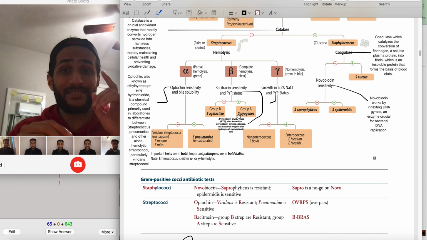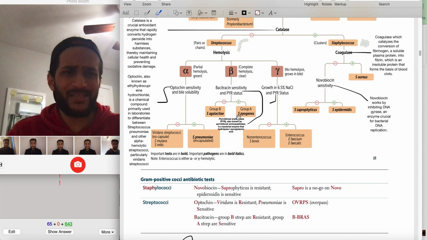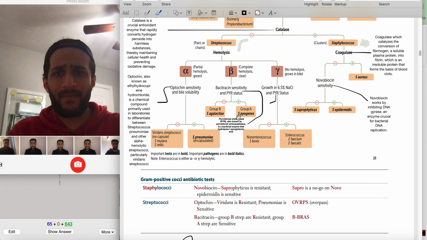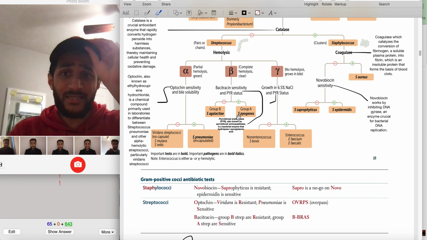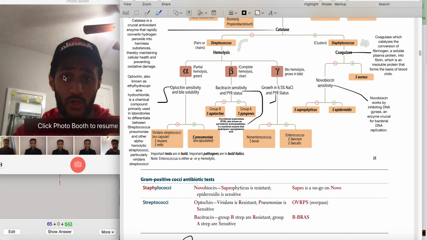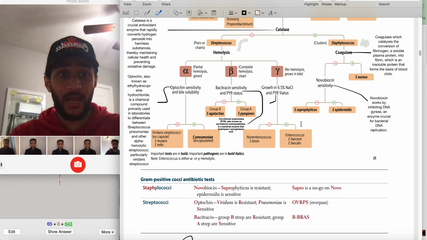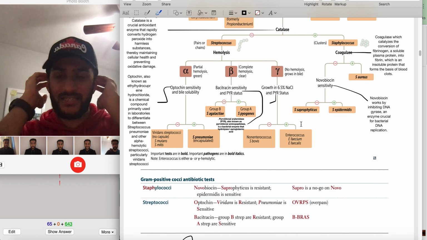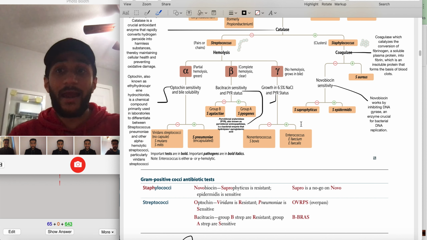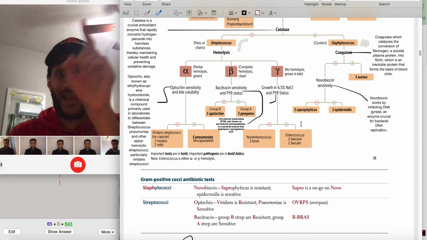So novobiocin is an antibiotic. We don't use it anymore, but basically it works by inhibiting DNA gyrase, a crucial enzyme required for DNA replication. So this is very effective against Staph epidermidis, but against saprophyticus, it's not sensitive at all. And then let's come back to the cocci, but let's come into catalase negative.